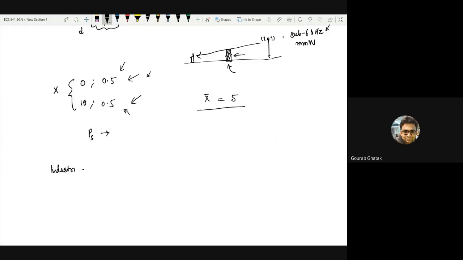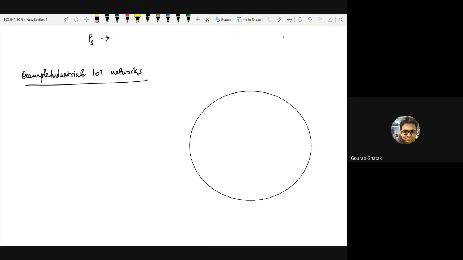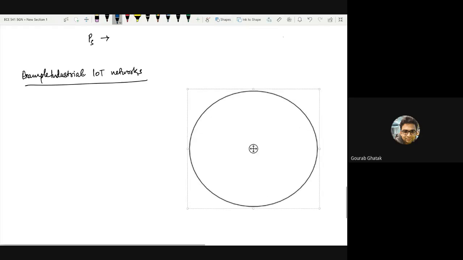So in industrial IoT networks, for example, suppose you have a factory floor. So your factory floor, if I draw it, by the way, in stochastic geometry analysis, always assume a circle. If you start with a square or rectangle, things become very complicated.